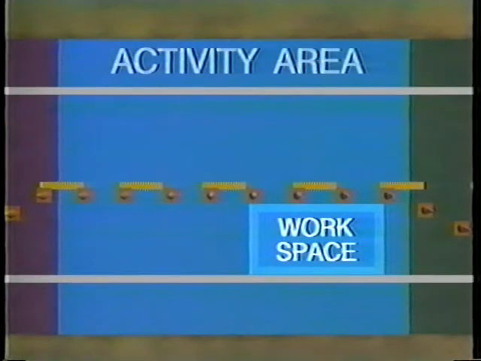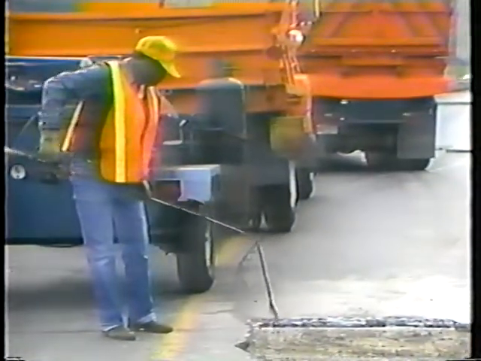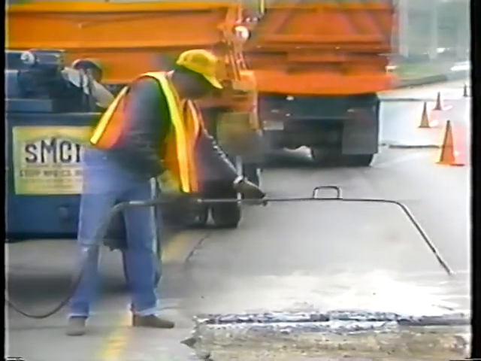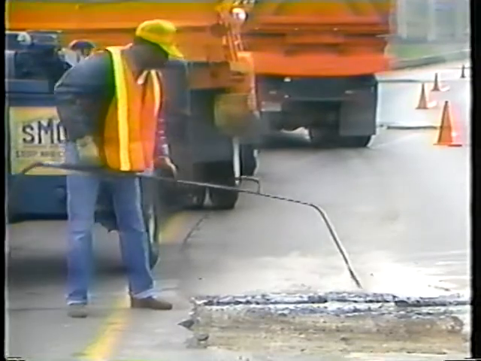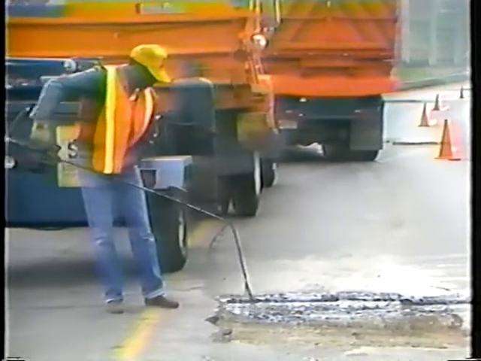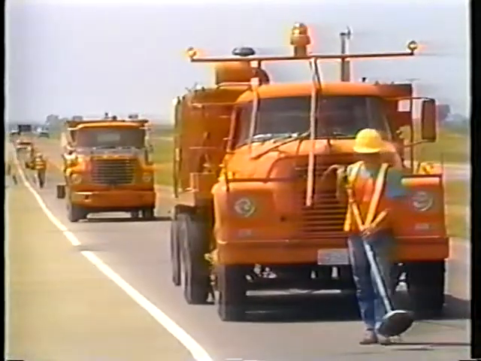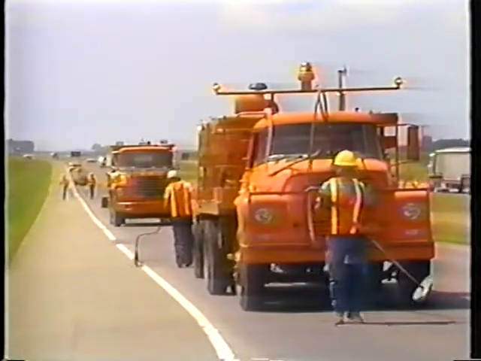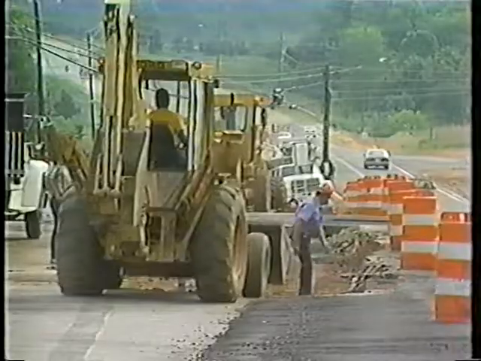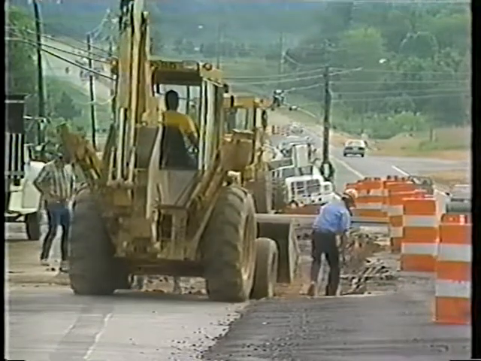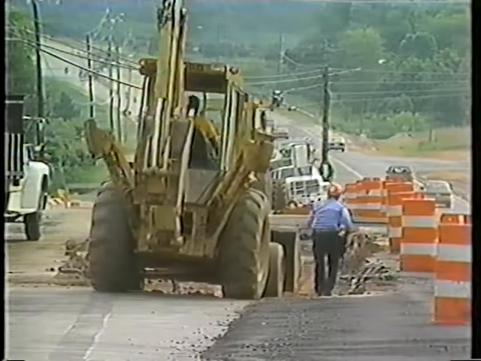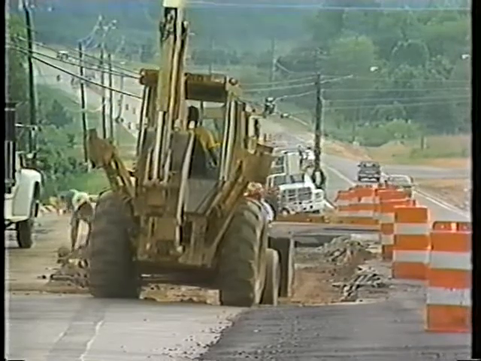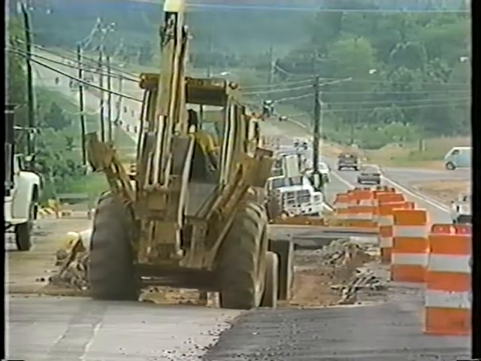The workspace is that portion of the roadway which contains the work activity. It is closed to traffic and set aside for exclusive use by workers, equipment, and the storage of construction materials. Workspaces may remain in fixed locations or may move as work progresses. For long-term operations, the workspace may be shielded by barriers to exclude traffic and pedestrians.